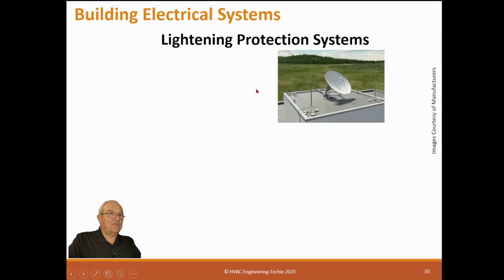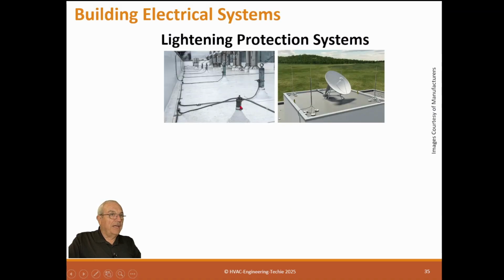Lightning protection systems are systems that protect a building from lightning. And normally we have spikes, grounded spikes that are on the high points of the buildings, and anything that's metal on the roof is all grounded to this system. And this is fairly large cable that runs around that will take the voltage and current from a lightning strike and put it into earth ground.